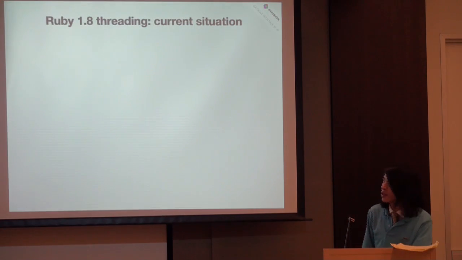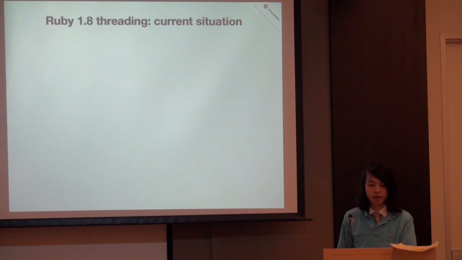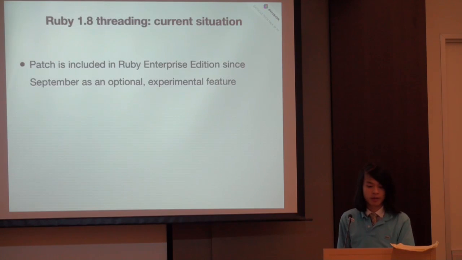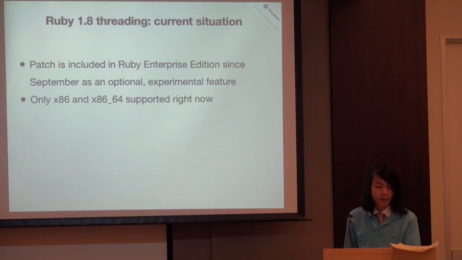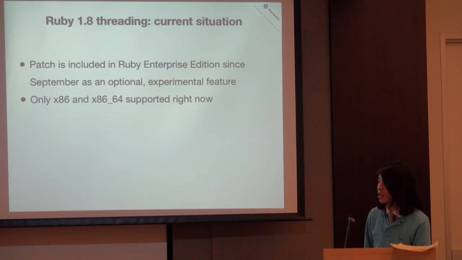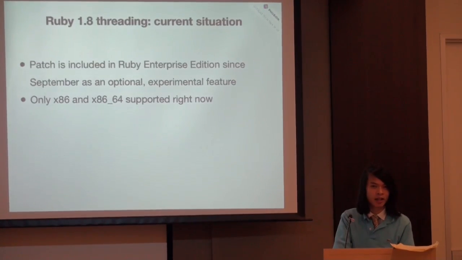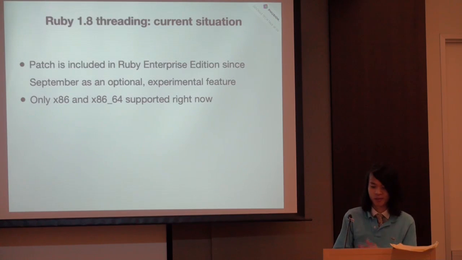So, as for threading in its current situation in Ruby 1.8, and in particular in Ruby Enterprise Edition, the patch that Joe and Amon have contributed is currently in Ruby Enterprise Edition, and it's available for you now. It's currently only available on x86-64, but other platforms could be supported, provided that you give the assembly and the proper stack growth calculus.